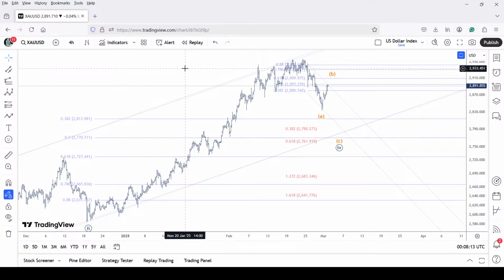Alright, so that's the status in gold. Price targeting around 2790 with partial shorts around 2875, remaining potential shorts to be taken around 2900 with the stop loss around 2960.